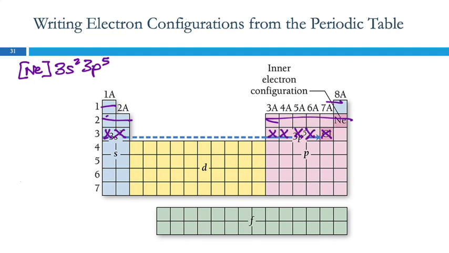Any questions? What are we doing for F? We'll get to F in a minute. Yeah, D and F are kind of weird. We're going to do P and S first. So, everybody okay with S and P?